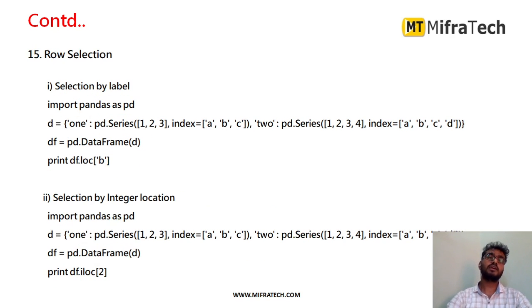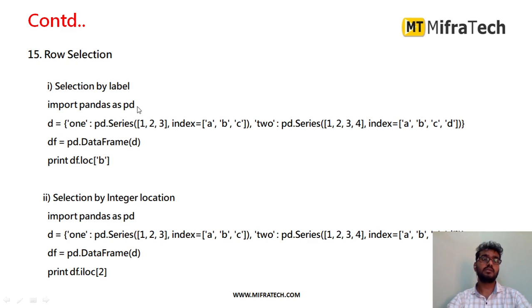So how to do the row selection, or how to print any particular value from a row, or how to print a row's values in our data frame? First option is by selecting a label, or we can also do that by selecting integer locations. Let's see how to do that by selecting a label.